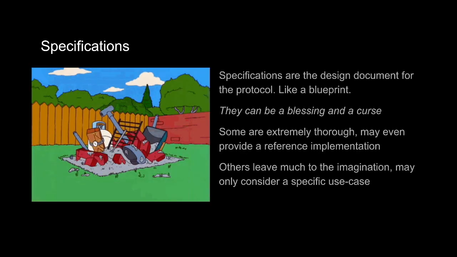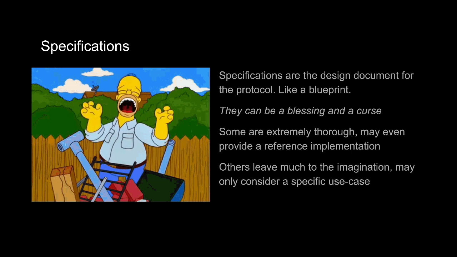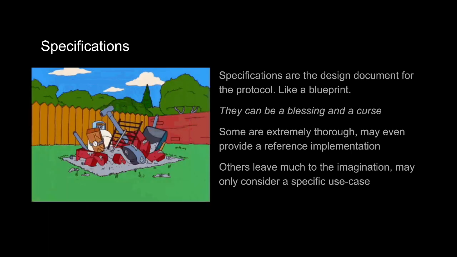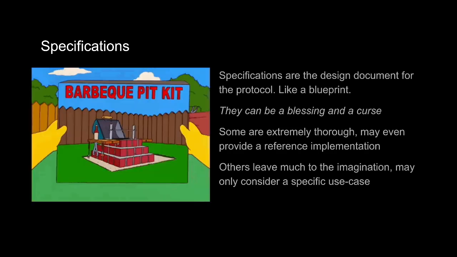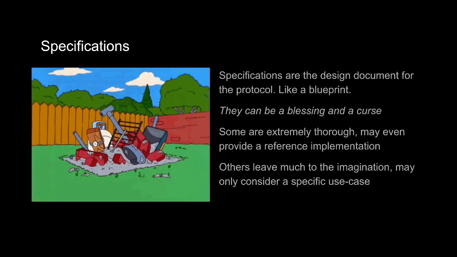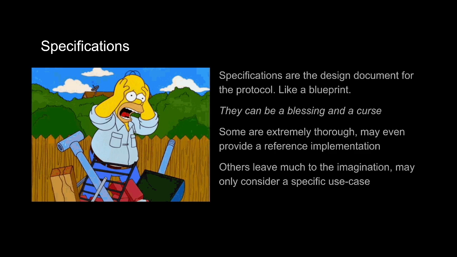So now we've made it to the last of the four major ways of doing protocol RE, which is specification review. Specifications are essentially like the design document for the protocol. They are a blueprint. They tell you what they want the protocol to do. They tell you how they want data to be processed or managed.